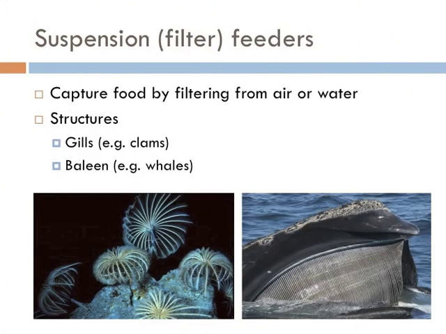In the next slides, I'll discuss different feeding strategies. Many marine species are filter feeders, and in fact this is thought to be the first feeding strategy of animals. Most suspension feeders have gills that can filter food particles from the water. Sponges, corals, and clams all feed in this manner.